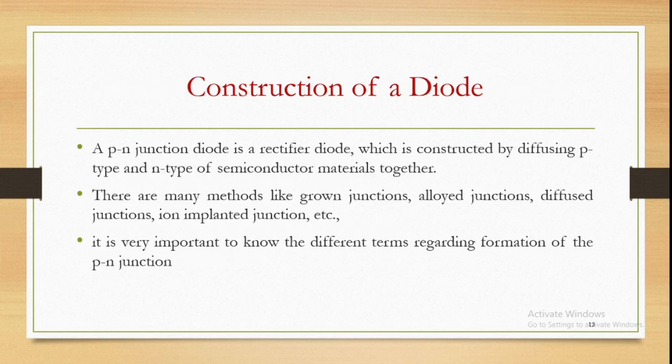So we can see one of the techniques used to construct a diode. A PN junction diode is basically a rectifier diode which is constructed by diffusing p-type and n-type semiconductor material together. There are many techniques like the grown junction technique, alloyed junction technique, diffused junction technique, and ion implantation junction technique. So it is very important to know the different terms regarding the formation of a PN junction.